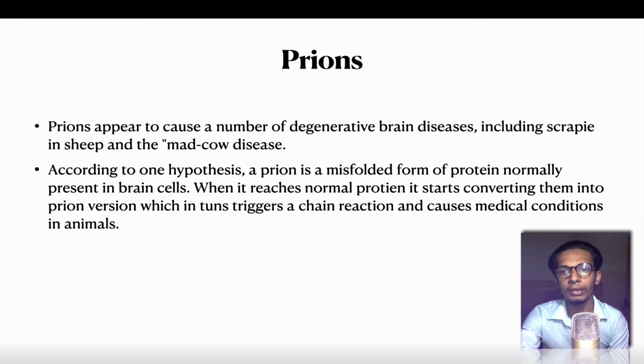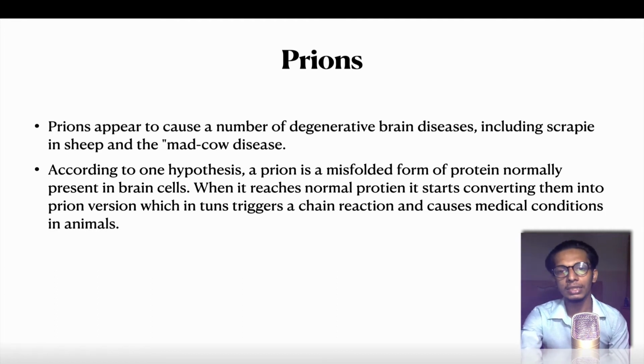Now we have prions. Prions are another name for another tiny little bad boy, which appear to cause a number of degenerative brain diseases, including scrapie in sheep and the mad cow disease. Now these small RNA cause malfunction in the brain cells. So how do they do that?